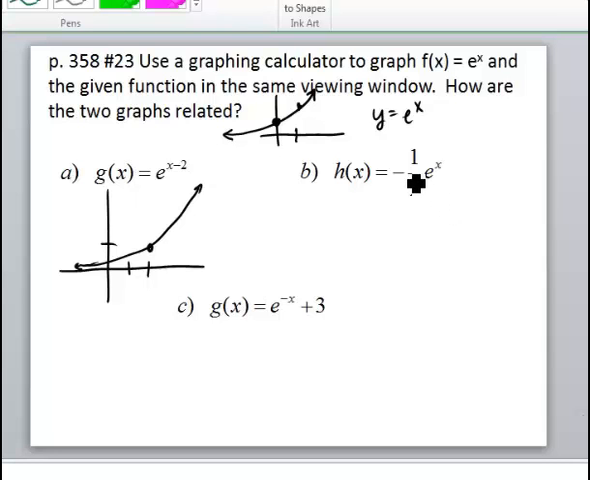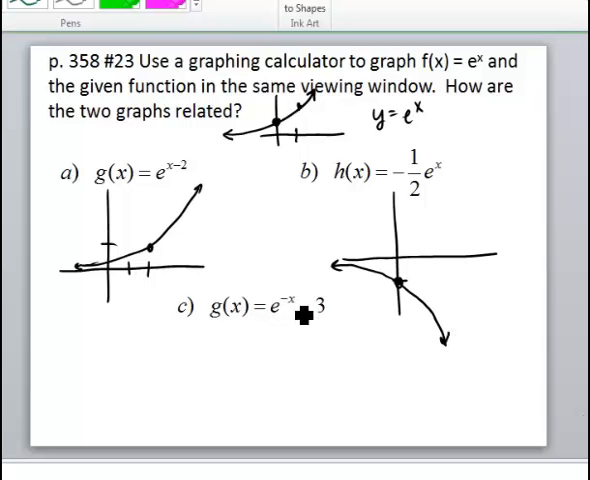On this next picture, if you have a negative out front, it reflects it over the x-axis. So if I reflect this over the x-axis, that now means that I'm at 0, -1. It also means that it's going to get closer and closer to the x-axis, climbing from the left, and it's going to actually start decreasing.